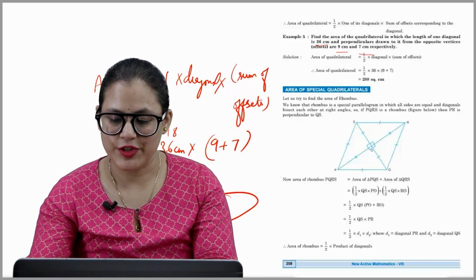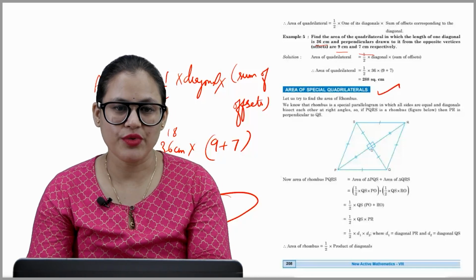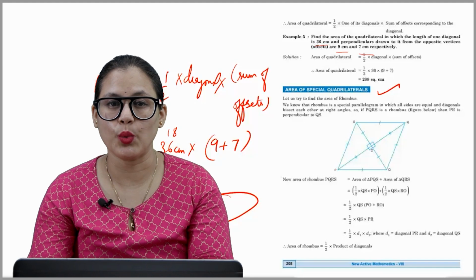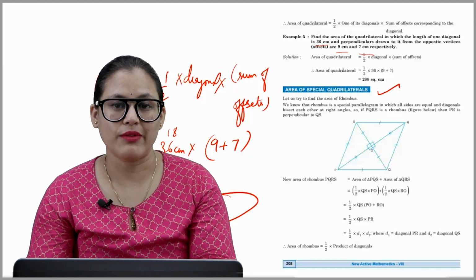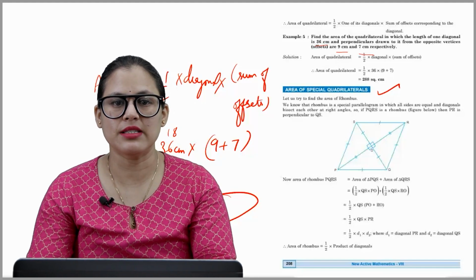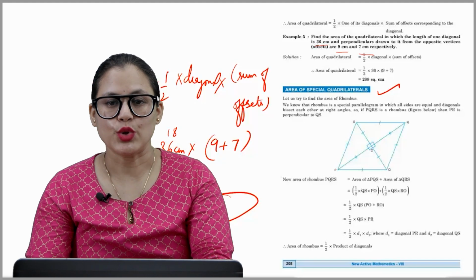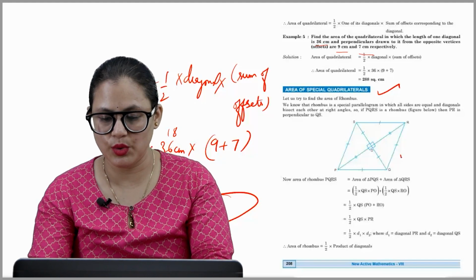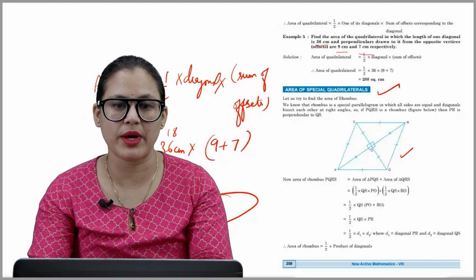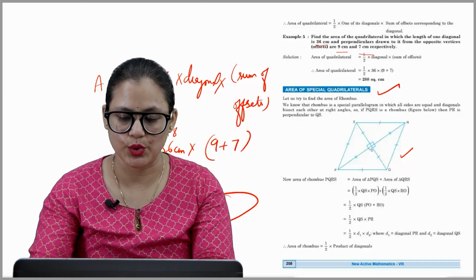Now, area of special quadrilaterals. Let us try to find the area of rhombus. We know that rhombus is a special parallelogram in which all sides are equal and diagonals bisect each other at right angle. So if PQRS is a rhombus, then PR is perpendicular to QS.